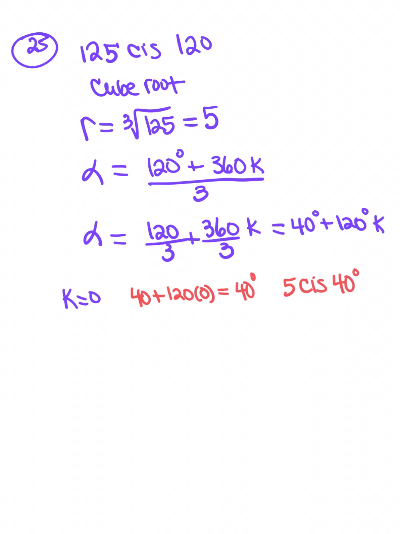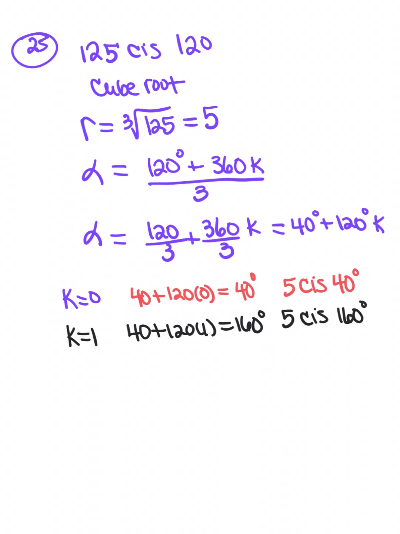If k is 1, it would be 40 plus 120 times 1, which is 160 degrees. So that would be 5 CIS of 160 degrees. And if k is 2, 40 plus 120 times 2 is 280. So it would be 5 CIS of 280.